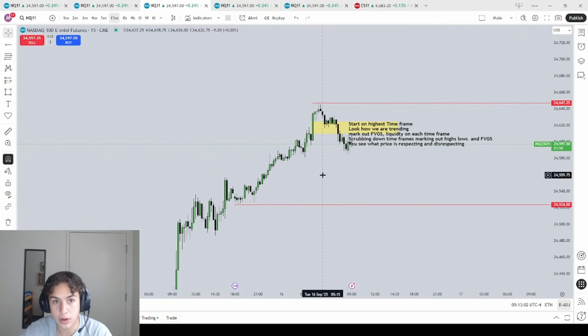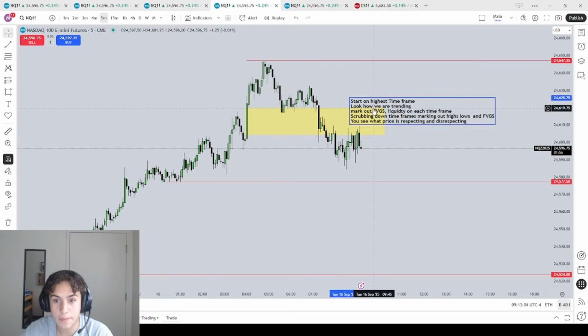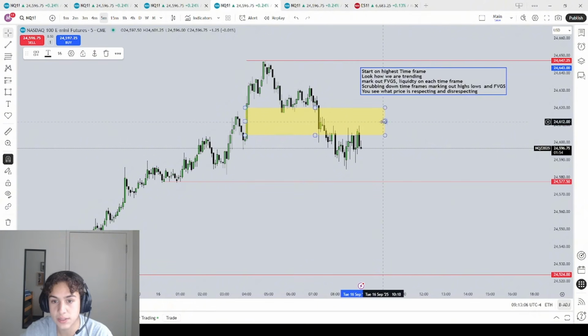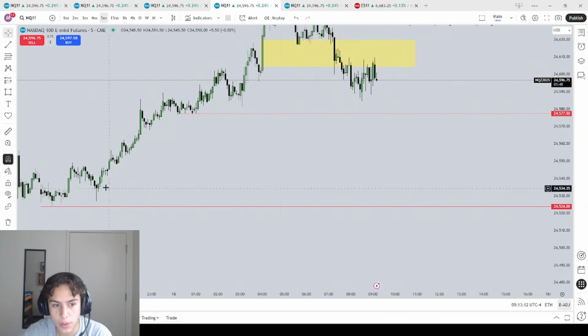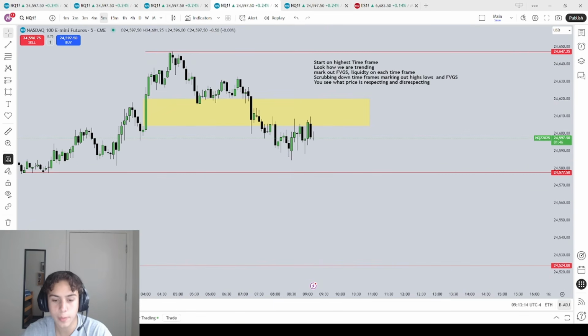I want to put a disclaimer here. I'm not married to this bias. I'm not just assuming, okay, I have a bearish bias going into today, I immediately want shorts. A bearish bias could mean I want these lows taken out just to go higher. It's all just probabilities, right?